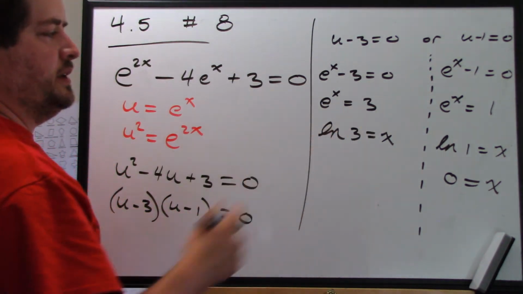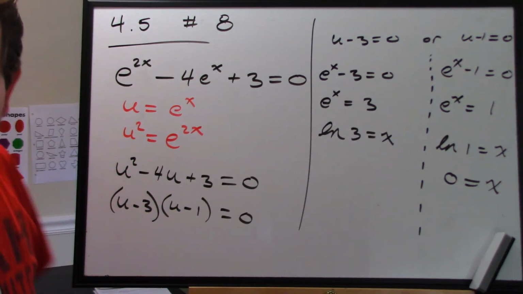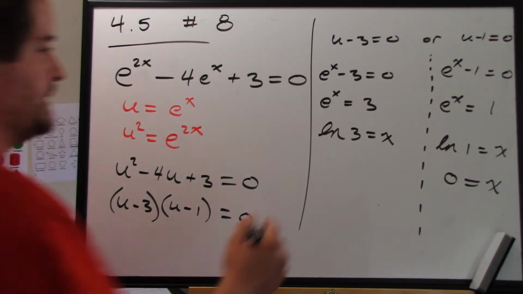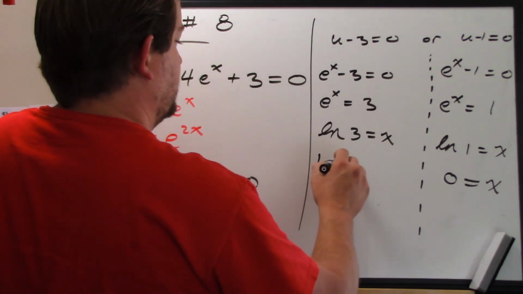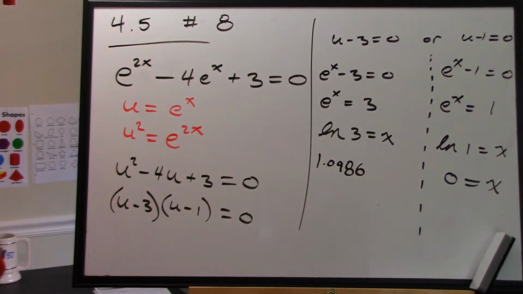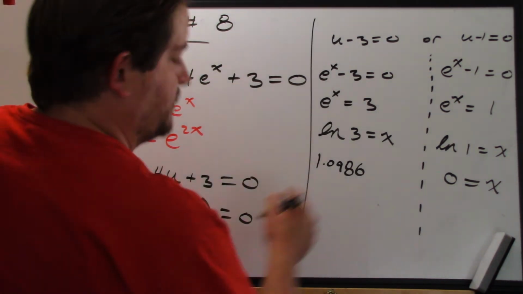The natural log of 3, I don't know off the top of my head, so let me throw it in here. 1.0986 ish, something like that. And it wants us to round this to also 4 decimals. And so that would be it.